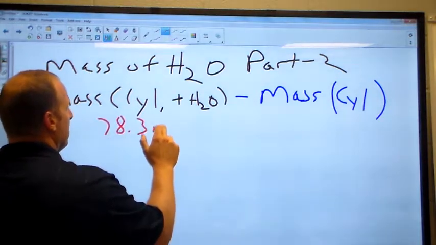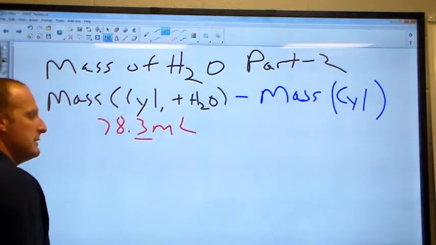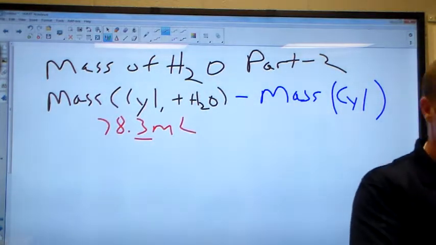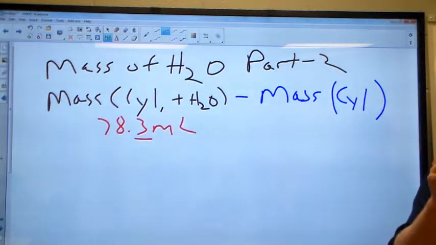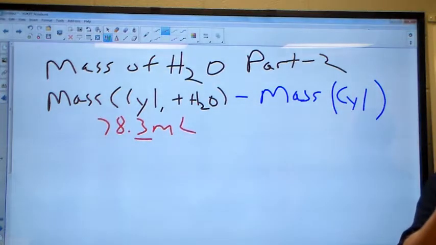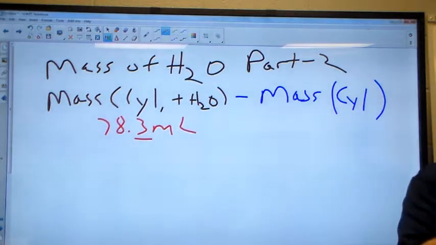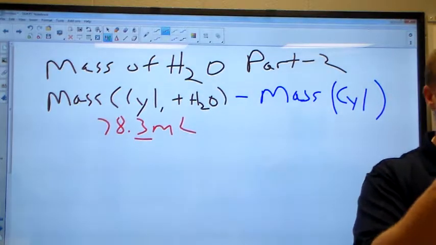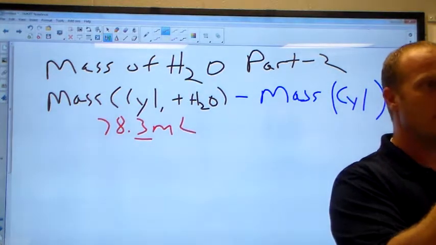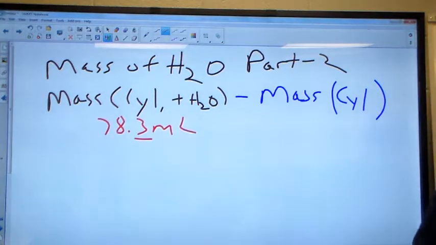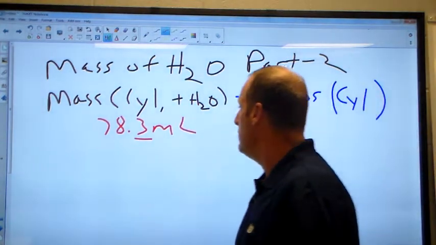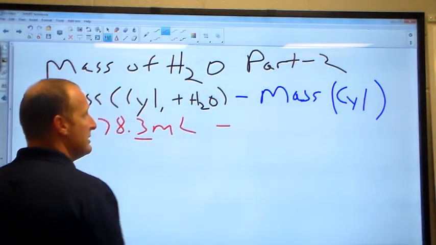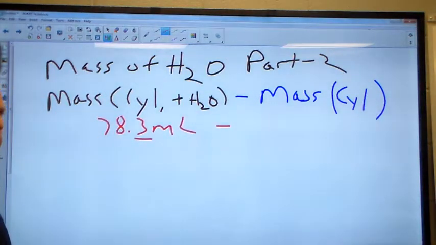78.3 milliliters. Good. Notice we went to the first decimal. The reason we went to the first decimal, anytime we use the graduated cylinder, we know that the graduated cylinder is marked to the ones place. And so we want all the certain digits by the instrument and then estimate the next digit. Okay? So since the instrument goes to the ones place, we should have a decimal place. Okay? So 78.3 milliliters minus, what is the mass of just the cylinder without the water?